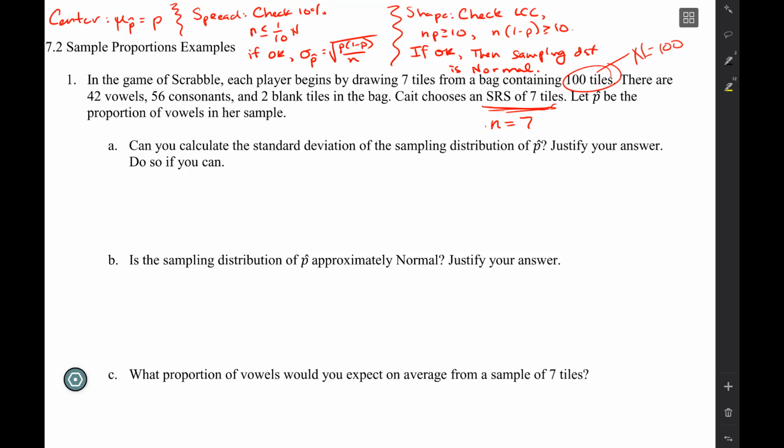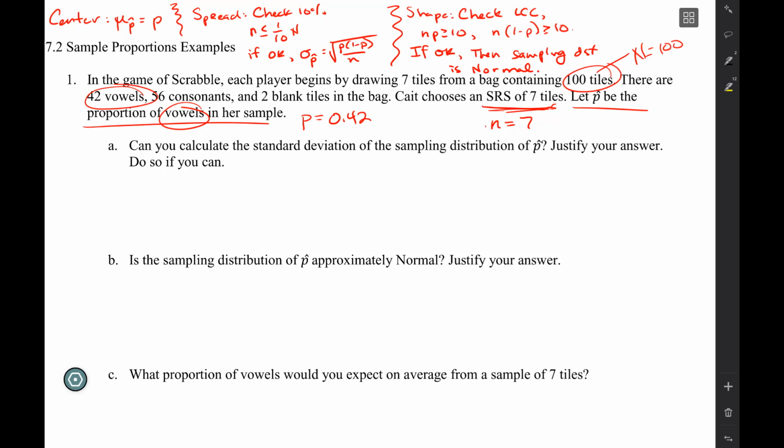Okay, and then I see it tells me what p hat is supposed to be. What is it that I'm looking at as a sample proportion? So we let p hat be the proportion of vowels in her sample. So in that case, then I need to look at, well, what's p? What's the population proportion of vowels? And I see that there are 42 vowels out of 100. So that tells me that lowercase p without a hat, this is the population proportion, is going to be 42%, or 0.42.